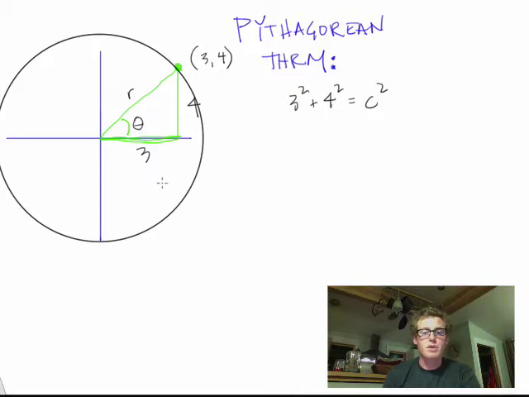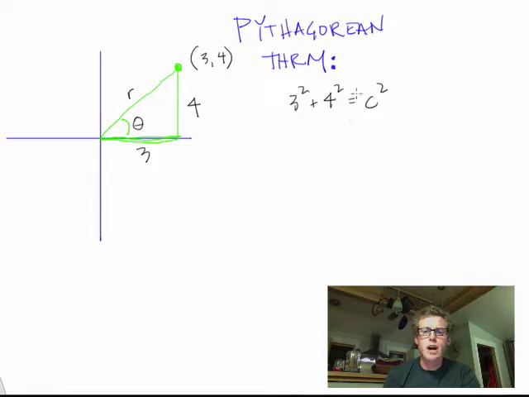Let's solve for c squared. So we've got 9, and then we're going to add 9 with 16, and that equals 25. So r, or c, whichever way you want to look at it, equals 5. Great. So now instead of r, I'm just going to say 5.